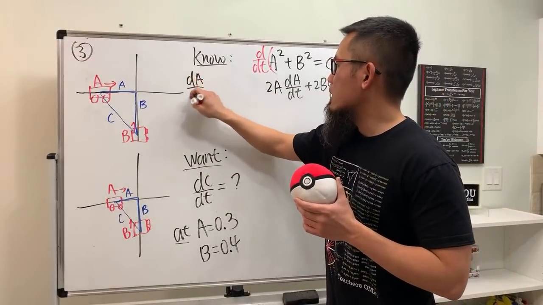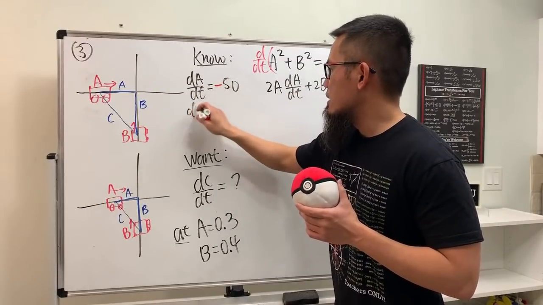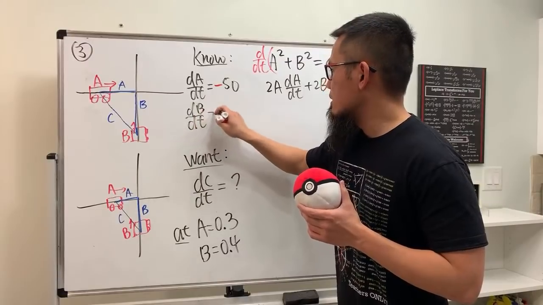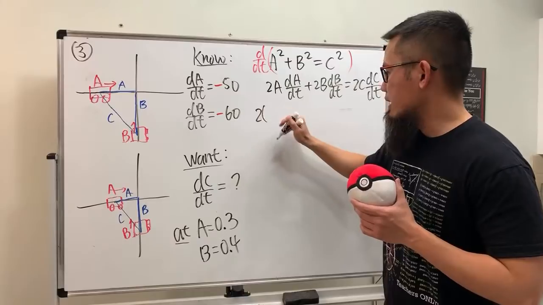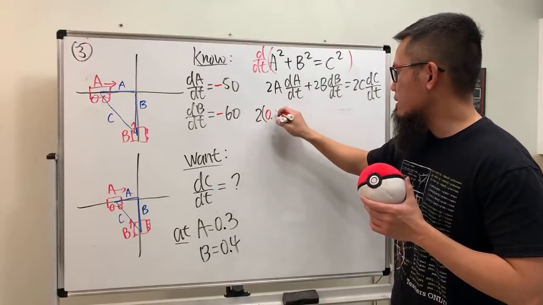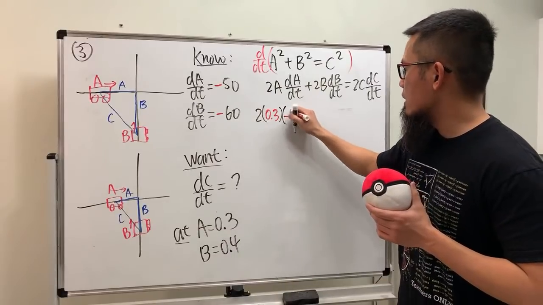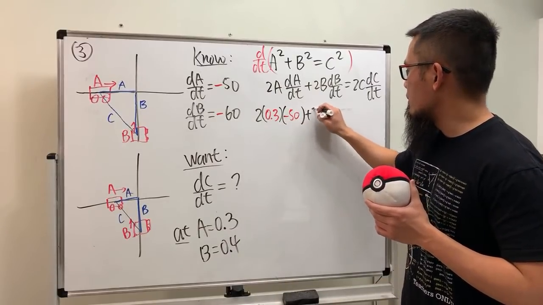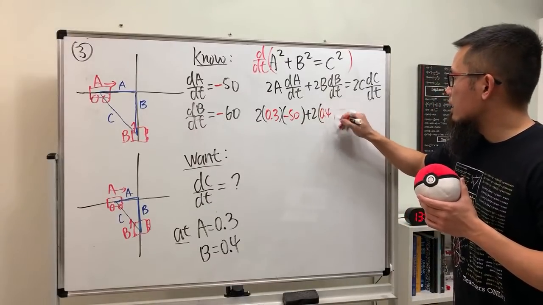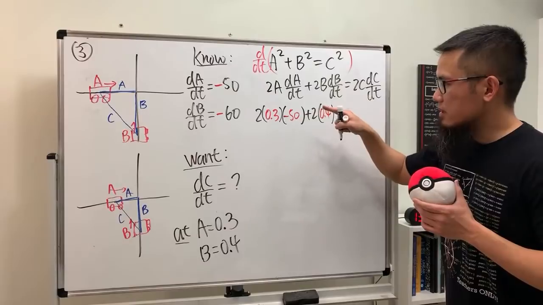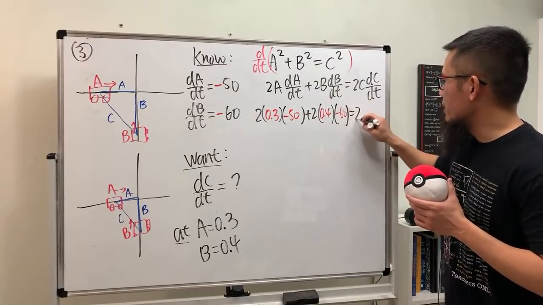dA dt is equal to negative 50, and then dB dt is equal to negative 60. All right, 2 is 2, and then A is 0.3, and then dA dt is negative 50, and then 2 is 2, and then B is 0.4. And then dB dt is negative 60. That's about the same as earlier, huh? But I'm going to make this fit.